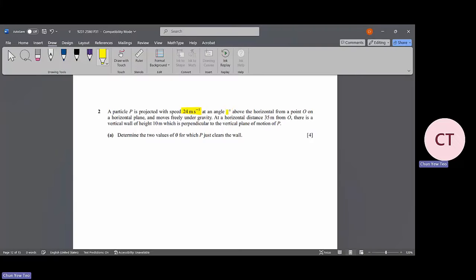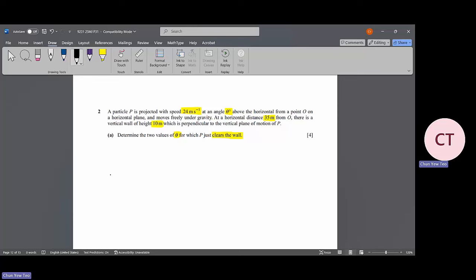24 meter per second at an angle theta degree above the horizontal from a point O on the horizontal plane and move freely under gravity. At a horizontal distance of 35 meter from O, there is a vertical wall of the height 10 meter, which is perpendicular to the vertical plane of motions of P. Determine the value of theta for which the P just clear the wall.